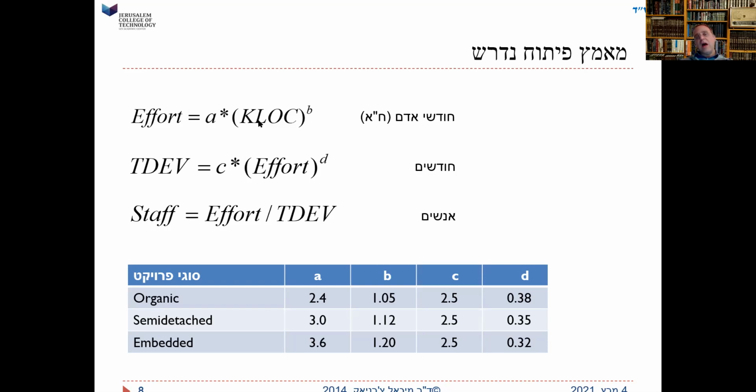So if we want to know how many man months, what we do is we take our estimate of how many thousands of lines of code, and we raise it to the power of B, and then we multiply it by A. So what are A and B? A and B are just numbers that they figured out based on running analysis of previous projects. And they found that A is not constant. It depends on what kind of project it is. If it's an organic small project, then A is 2.4, because a small group of trained people is going to work a little bit faster than a large group.